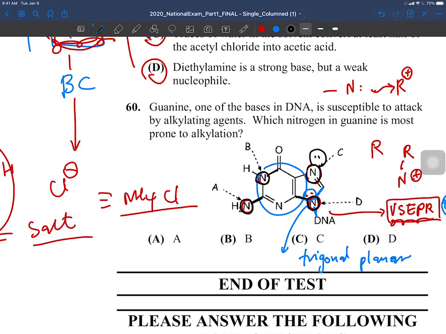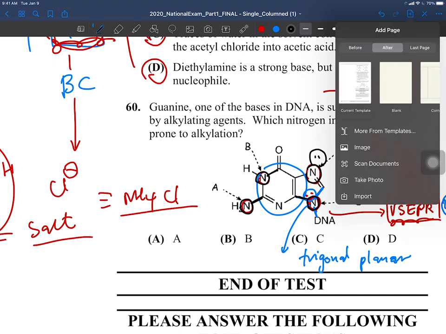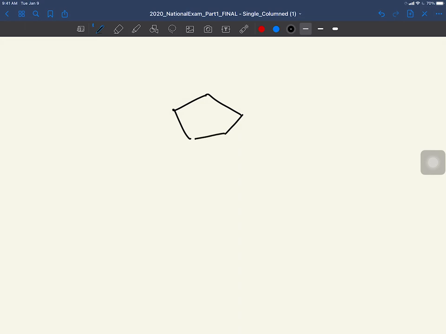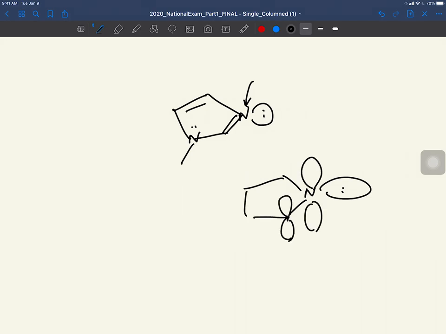So there is a CN double bond in a five-member ring. Something like this. So we are trying to focus on this nitrogen. This nitrogen is also trigonal planar, but the way it shows the trigonal planar is different. Right now, one single electron here, two electrons here, one single electron here, one single electron here. As you know, the overlap here makes a pi bond, right? A pi bond, which is this bond. And here is a sigma bond.